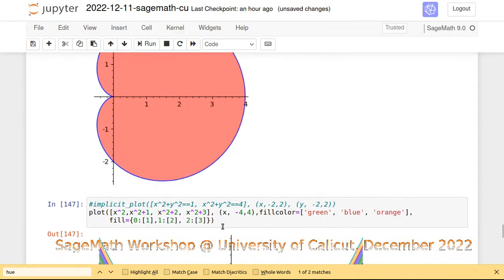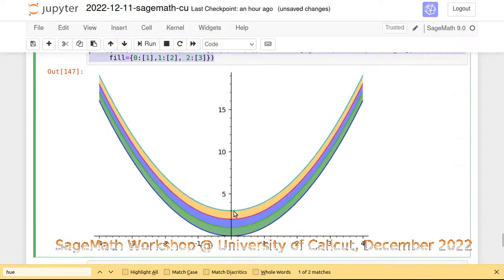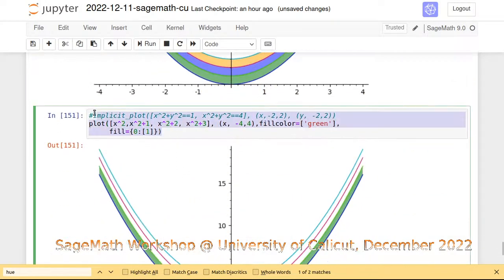Okay, let me just copy and paste. This lambda function is not necessary here. It's a direct thing. There is no lambda function required here. I previously told that lambda function is probably required, but doesn't seem to be so. But within the implicit plot, right?